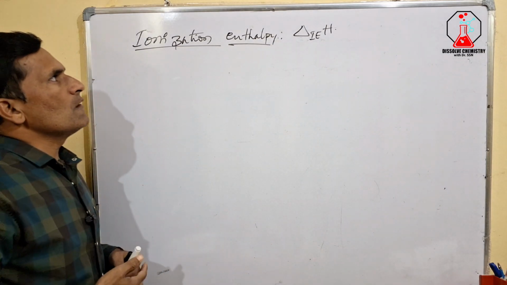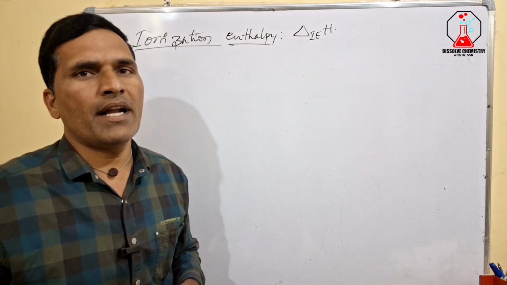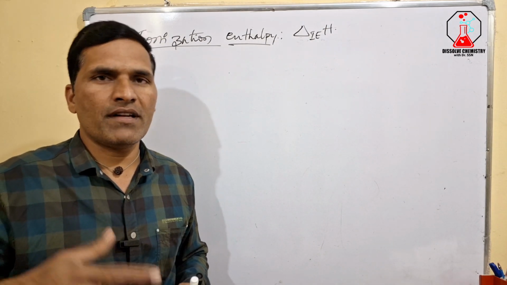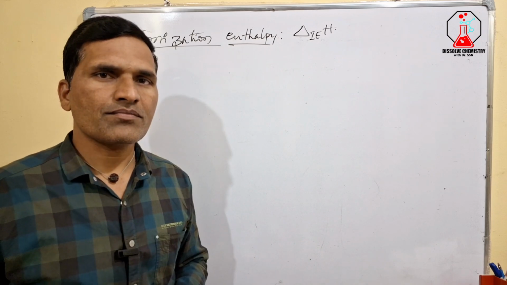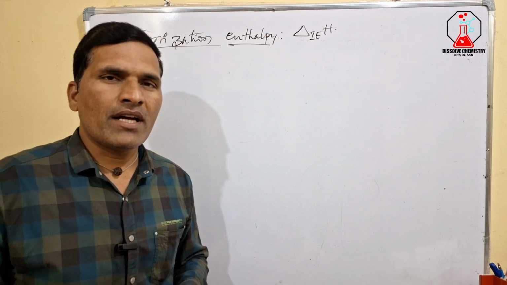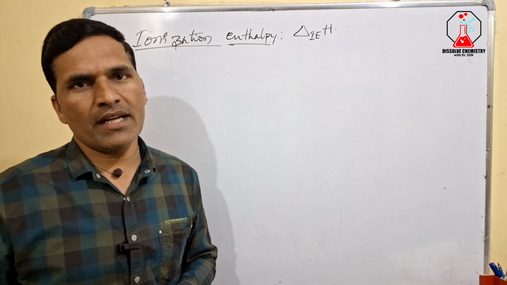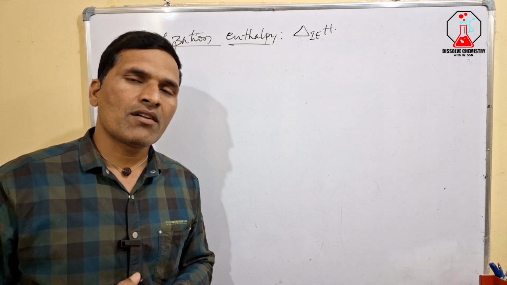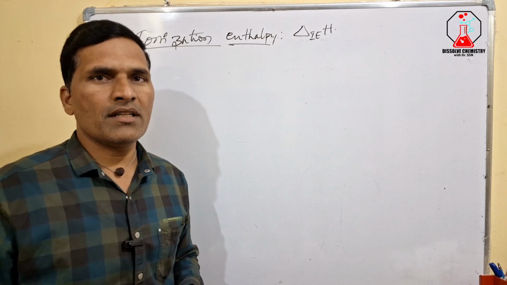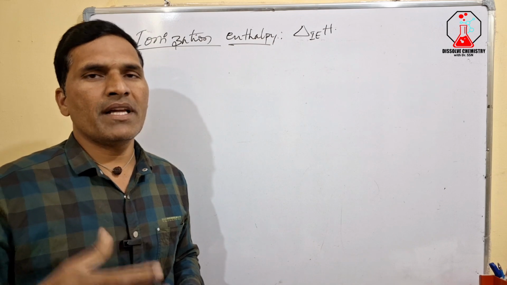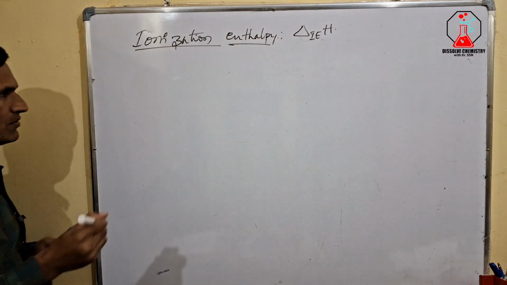Now what do we mean by ionization? Removal of a loosely held electron from the valence shell of an atom or ion, we call it ionization. And as we know, it requires energy to remove that electron. This removal is usually not from an atom bound in the crystal lattice. It should be a gaseous atom. So now let us define ionization enthalpy.